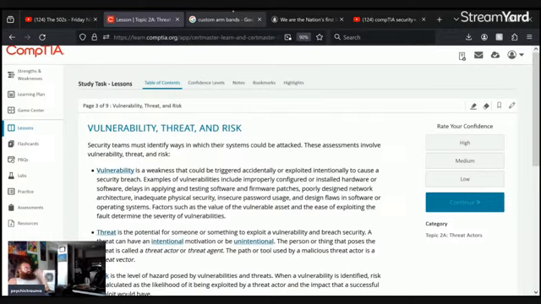Threat. Threat is the potential for someone or something to exploit a vulnerability and breach security. A threat can have an intentional motivation or be unintentional. The person or thing that possesses the threat is called a threat actor or threat agent. The path or tool used by a malicious threat actor is a threat vector.